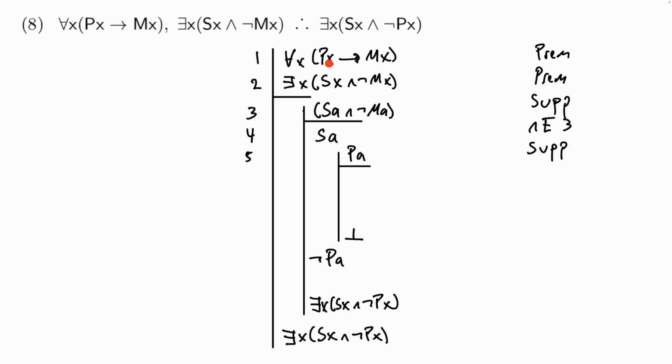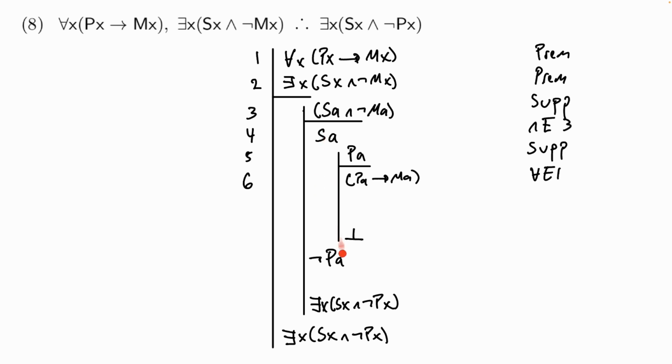Well, let's use our first premise. It says for all x, if Px, then Mx. So we know that if PA, then MA. From these two, we can clearly derive MA by modus ponens, and we have not MA here, so that will get us absurdity. So we can get not PA.